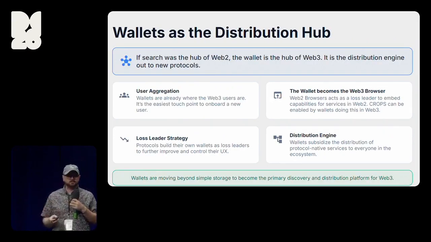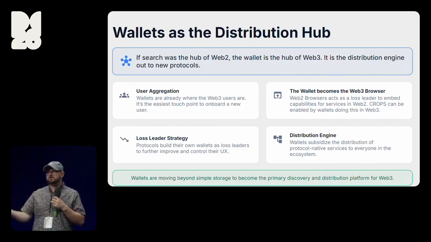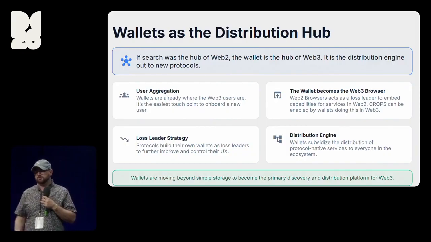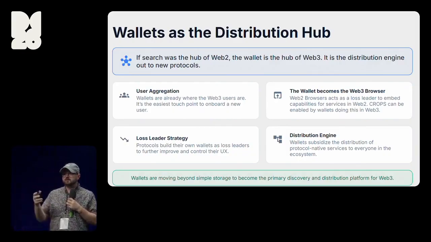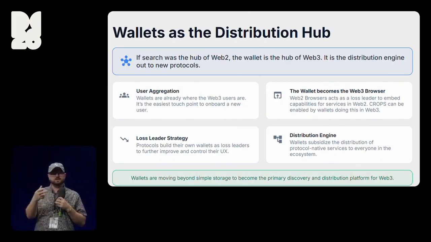So this is the second part. One of the things that I've realized as I've worked on wallets for quite a while is that wallets act as the distribution hub. We are kind of the central point in the same way that a search engine is the distribution hub to the Web 2. And so with that, the wallet acts as a way for you to access and utilize the different protocols that occur.